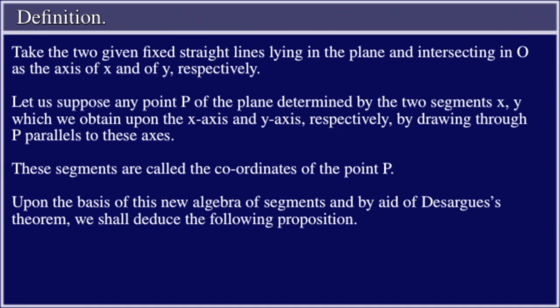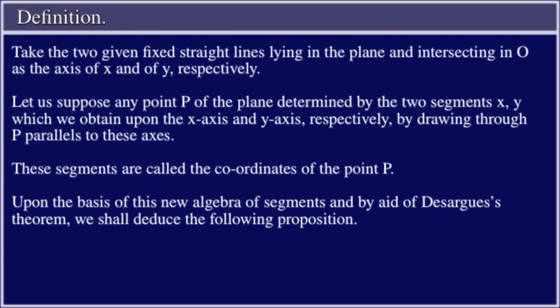Definition: take the two given fixed straight lines lying in the plane and intersecting in O as the axis of x and y respectively. Let us suppose any point P of the plane determined by the two segments x, y, which we obtained upon the x-axis and y-axis respectively, by drawing through P parallels to these axes. These segments are called the coordinates of the point P.